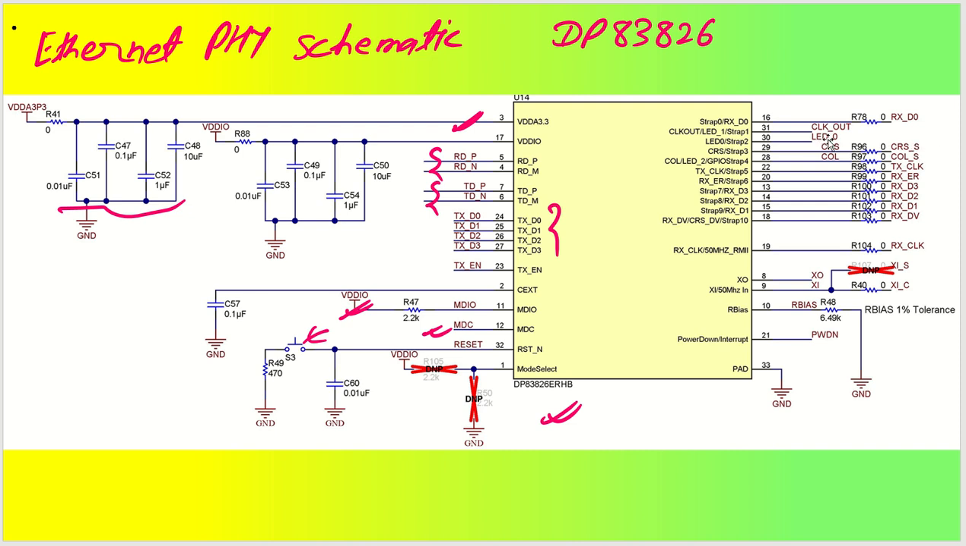Then we have LED 0, clock out, and here it is, receive data 0 line. Then we have the clock output line, that is your XO, and the clock input line, which is your XI. Coming back to the magnetics, as you can see, this is the magnetic that is used.